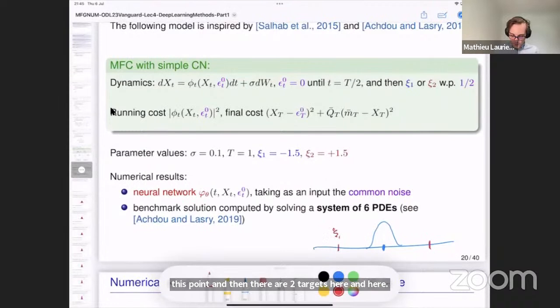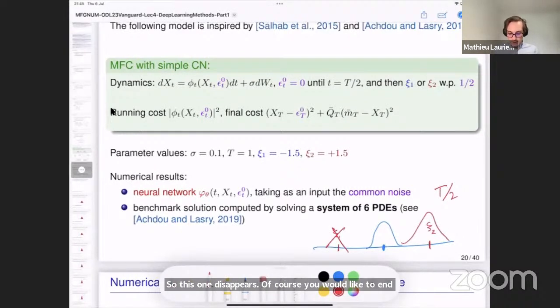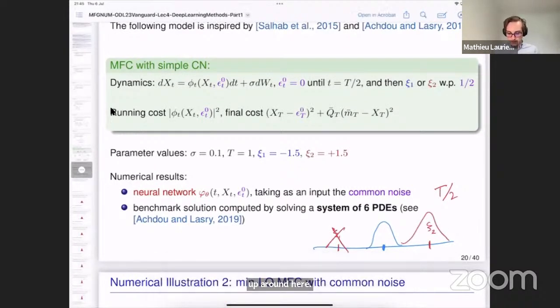So C1 and C2. And at the end of the game, you would like to be close to one of these two targets. You don't really care which one, but the point is one of them is going to disappear at time T/2, capital T/2. So at the beginning, you see both targets, but at time T/2, one of them disappears. So if this one disappears, of course, you would like to end up around here, right? But until time T/2, you don't know which one is going to disappear.